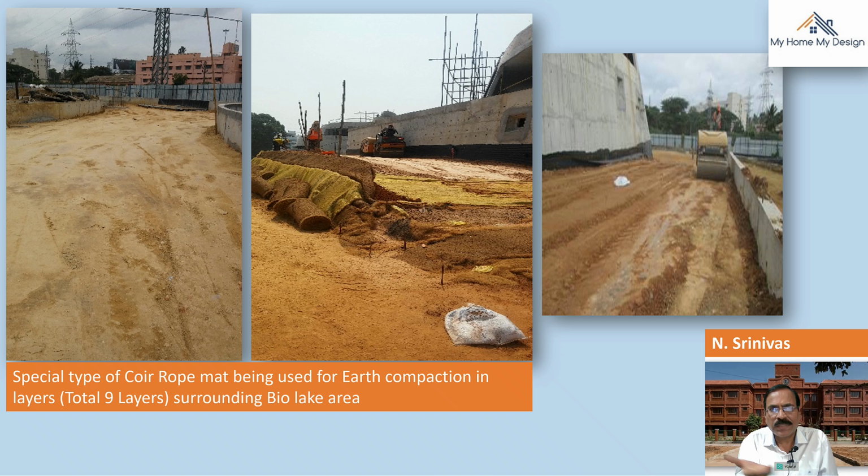So the specification says the coir mat has to be spread evenly over that 150 mm of backfilling material, which gives more than 95% of the proctor density, and it has to be compacted properly with the help of the rollers. And then again the second layer, coir rope has to be spread over the compacted material. Like these 9 layers, imagine 1.5 meters, that means 5 feet depth. So it has been filled in these 9 layers. This is the systematic, scientific method which gives very strong compaction for the bio lake area.